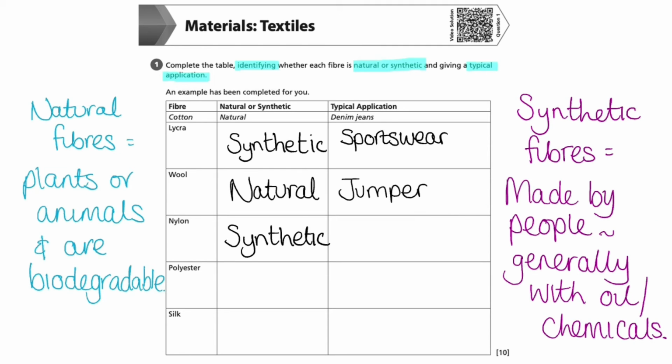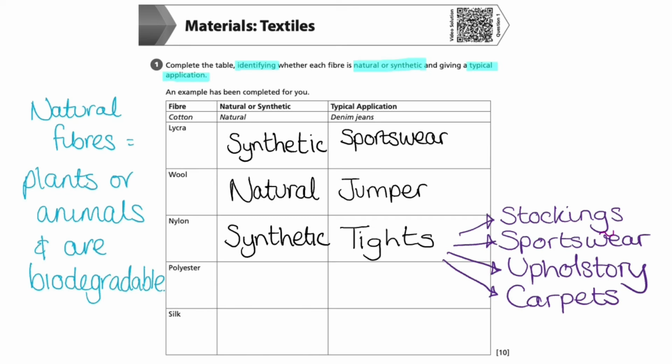In the third row, the fibre nylon is listed. You may also know this fibre as polyamide. This fibre is produced by 2 different chemical monomers, and therefore that must mean it is synthetic. Nylon is strong, it's durable, it's crease resistant and also slightly warm. Therefore, a typical application of nylon is as tights. Just like with the other fibres, however, nylon has various typical applications which you could have chosen from. This may have included stockings, sportswear, upholstery or carpets.